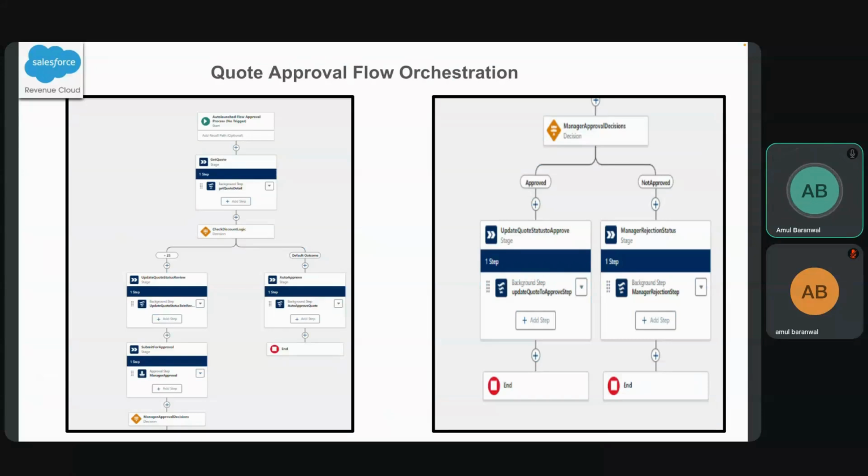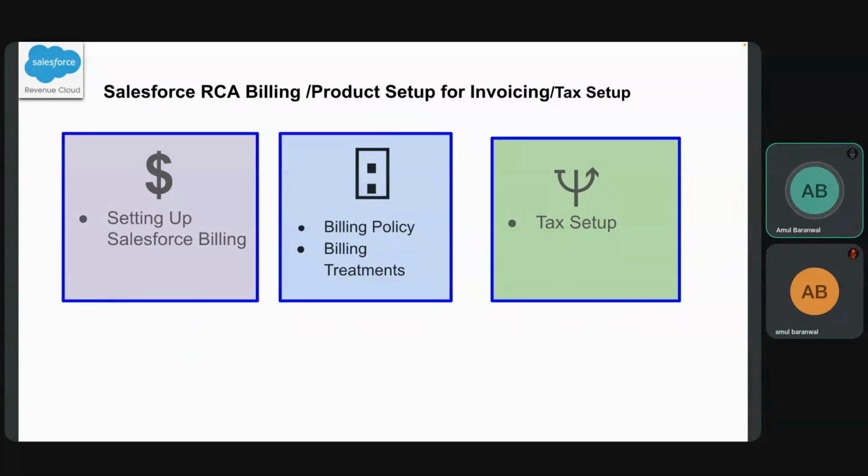In the quote approval orchestrations, as you know, we have quote approval orchestration as a new feature in Salesforce, and through the approval flow process, we can define all multi-level approvals, parallel approval and sequential approval, including our smart approval also. We'll discuss in detail.